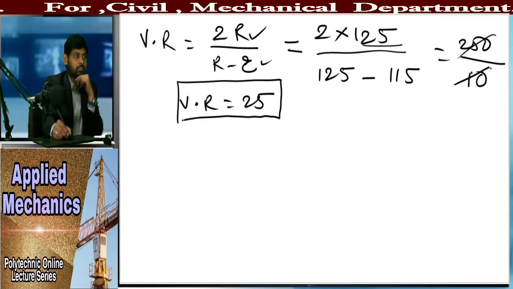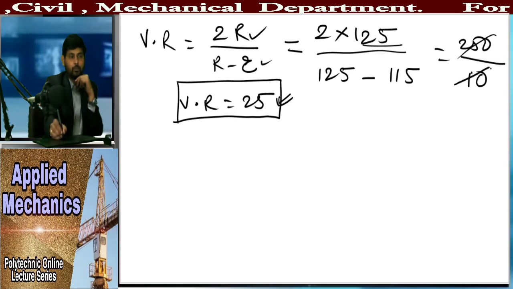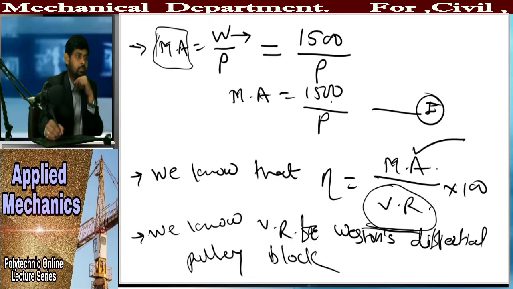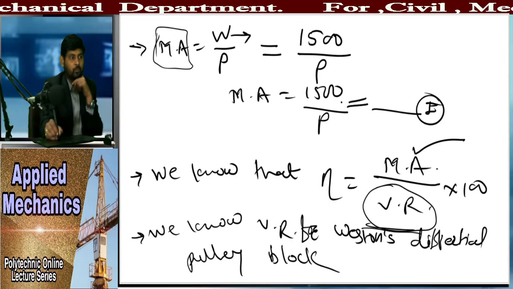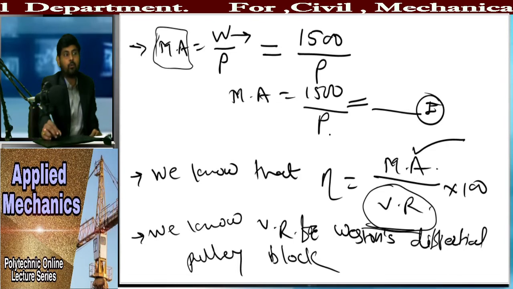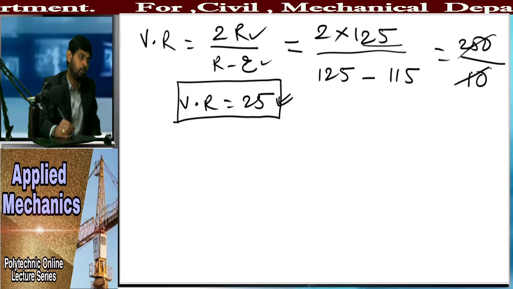Now see here, we have got the value of velocity ratio and we know the value of mechanical advantage. Now these both terms we can put in the efficiency formula and we can find out the effort required to lift the load. So how can we find out? Let's see here.